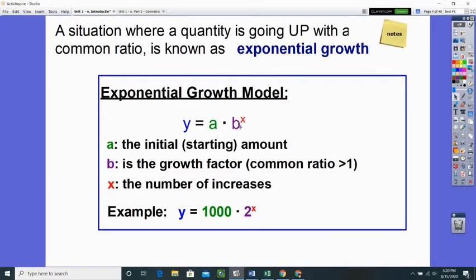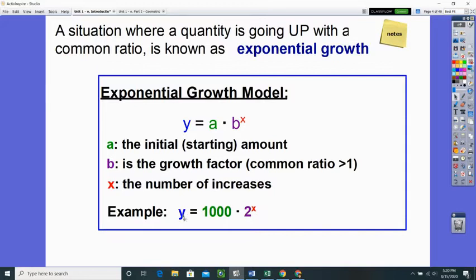The base of that exponent, if it is greater than 1, if the common ratio is greater than 1, so the 1.1 we just saw, your population, your money, whatever it is, is going to grow. It's going to get bigger. So if the base on the exponential piece here is greater than 1, it is a growth factor. And then the little x, which is your exponent, is the number of increases, the number of years, the number of months, the number of something, that time going by.